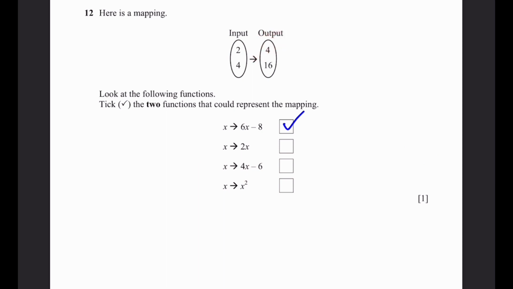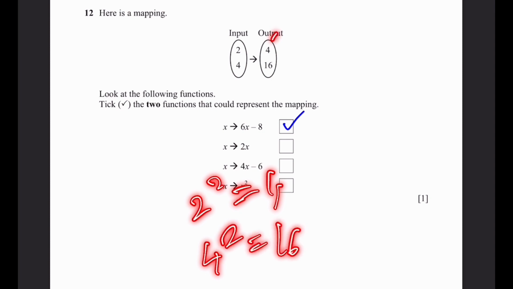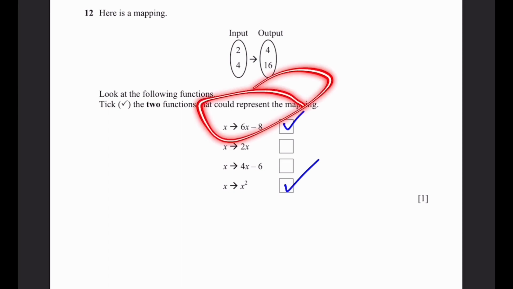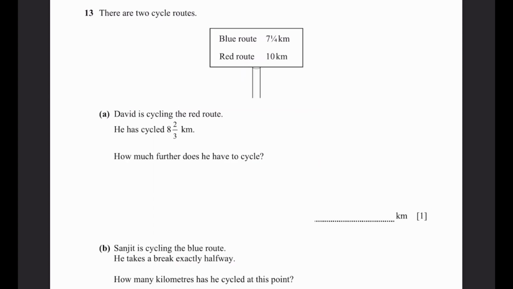We got 2. Now x becomes x squared. When we square 2, we get 4. When we square 4, we get 16. So input and output, they correspond, and we can tick it. So these are the two functions. x becomes 6x minus 8, and x becomes x squared. Question 13. Here are two cycle routes.